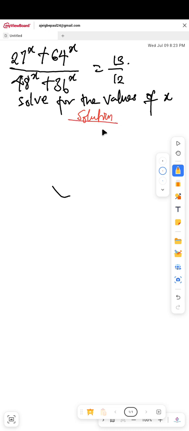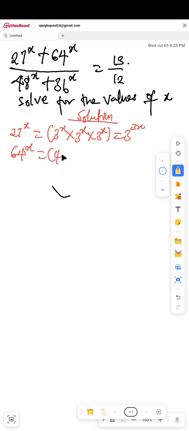All right, guys, now let's start solving this problem. Now we know that 27 raised to the power of x can be written as 3 raised to the power of x times 3 raised to the power of x times 3 raised to the power of x, which is equal to 3 raised to the power of 3x. And also, 64 raised to the power of x can be written as 4 raised to the power of x times 4 raised to the power of x times 4 raised to the power of x, which is equal to 4 raised to the power of 3x.